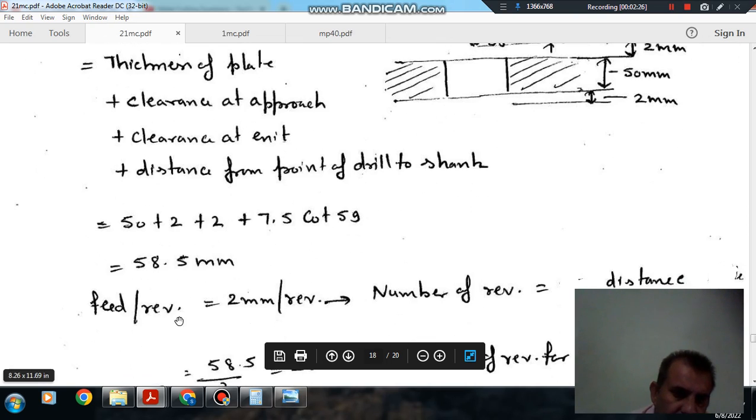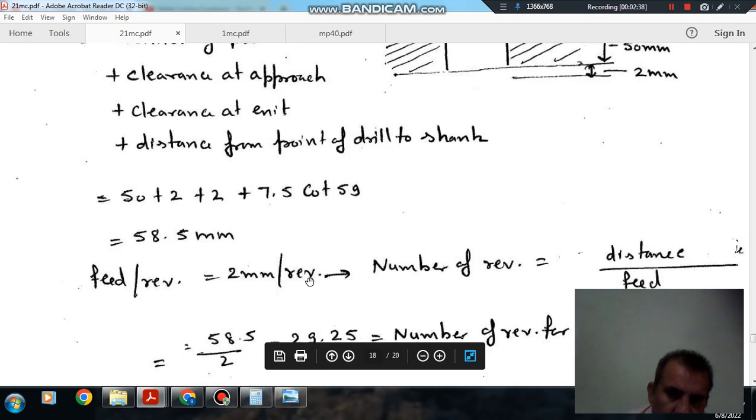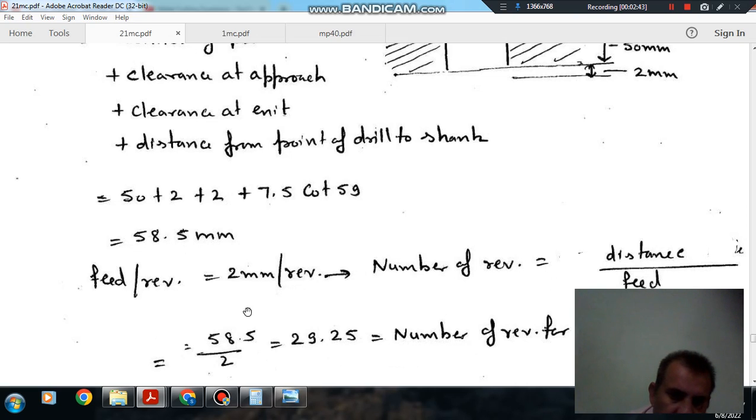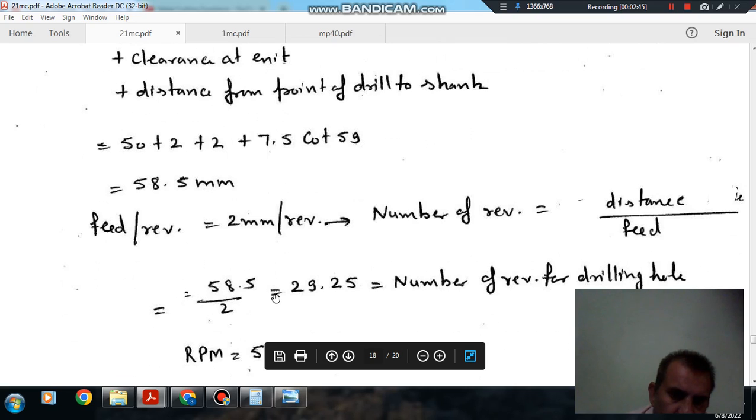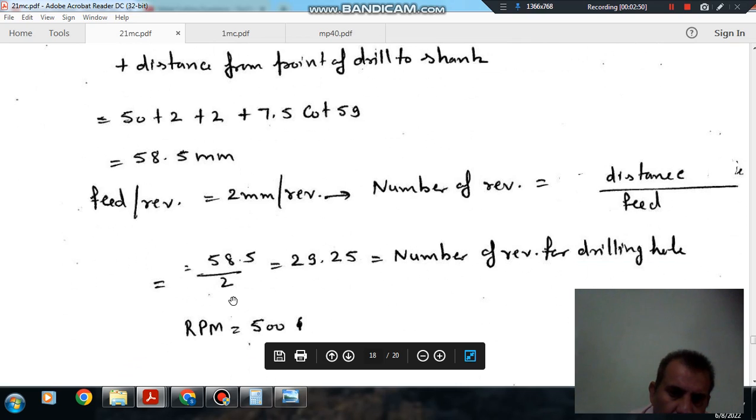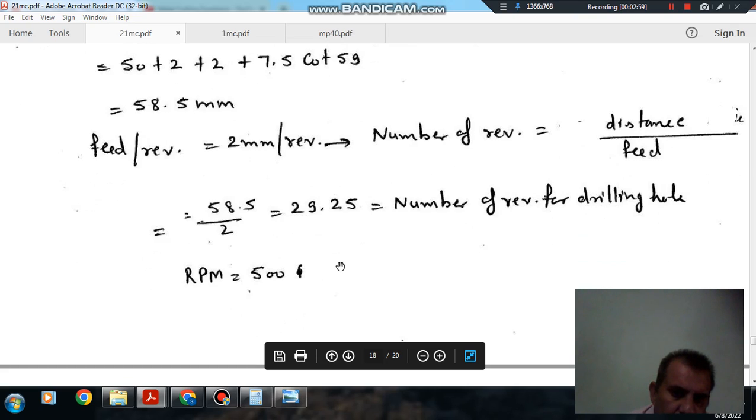And feed is given as 0.2 mm per revolution. So the total distance is 58.5 mm, and for 1 revolution it travels a distance of 0.2 mm. So the number of revolutions for carrying out the hole is distance by feed, that is 292.5 revolutions for drilling the hole. The RPM is given as 500.